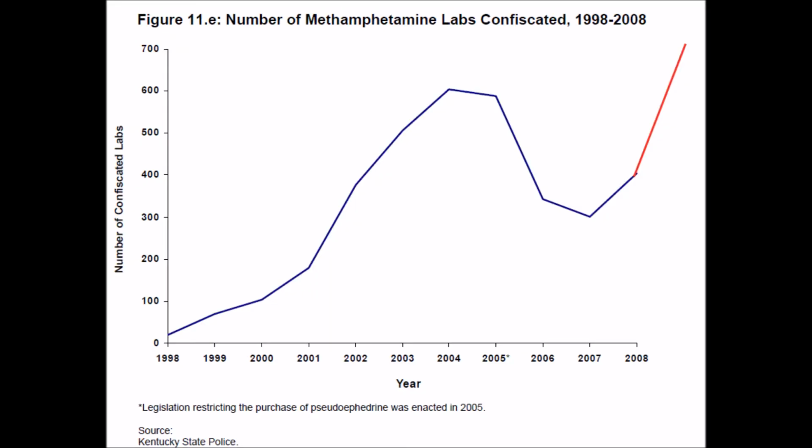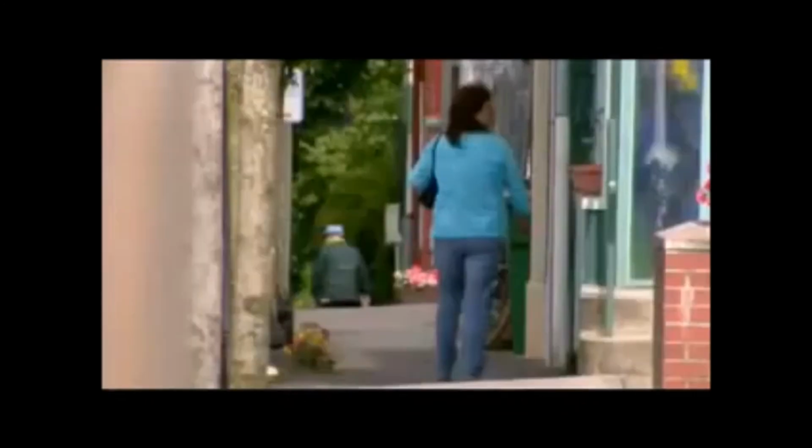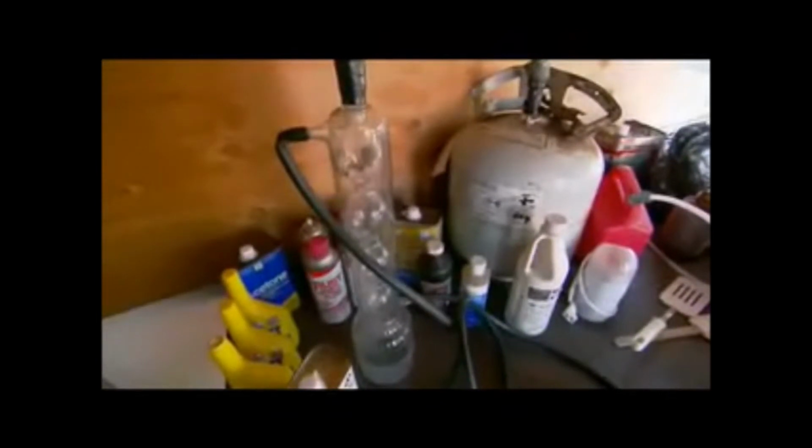Here's a graph that compares the years between 1998 and 2008 versus the number of methamphetamine labs confiscated. In 2005, a law was passed restricting the purchase of pseudoephedrine. Consequently, because pseudoephedrine was very often used to produce meth, we see a sharp drop in 2005. Meth has been particularly easy to get because to find it, you don't have to go too far. What many consider the world's most dangerous drug can be cooked up at home from common cold medicine.